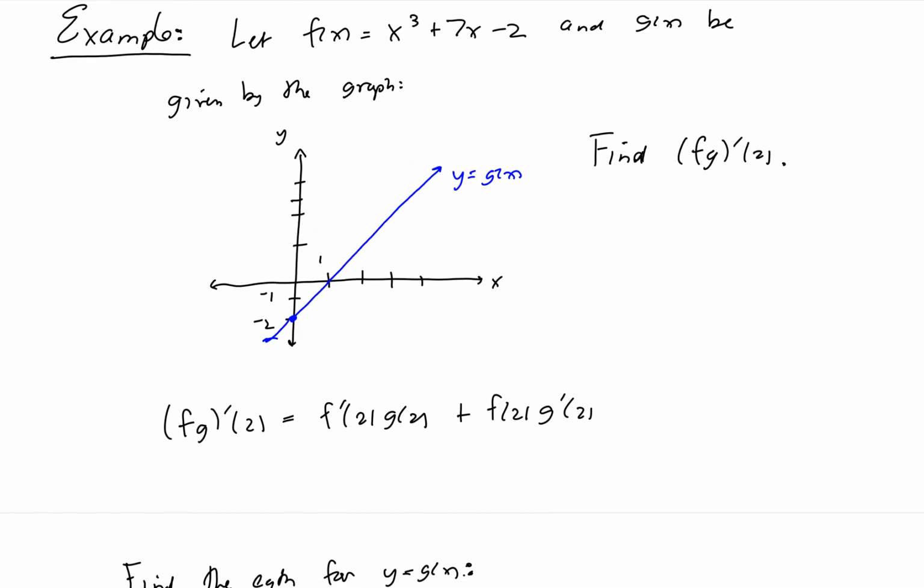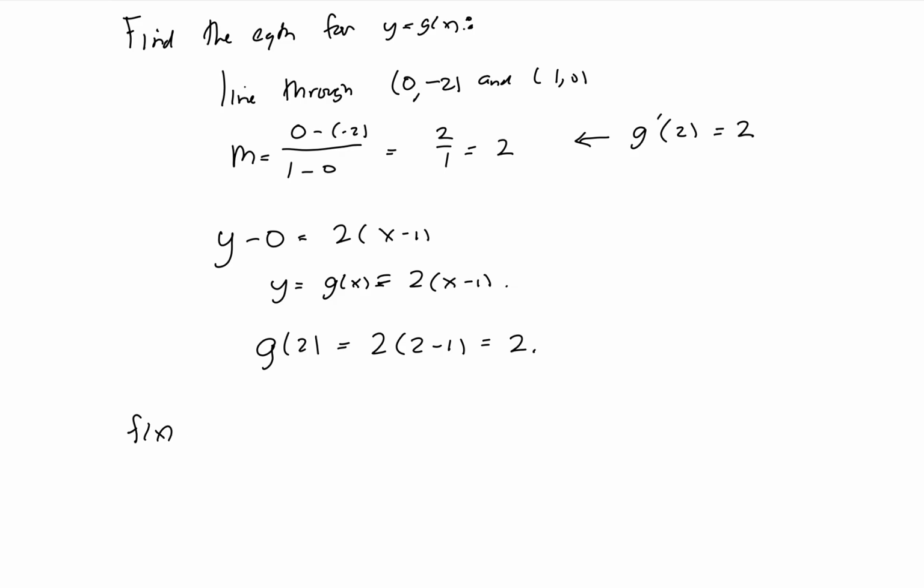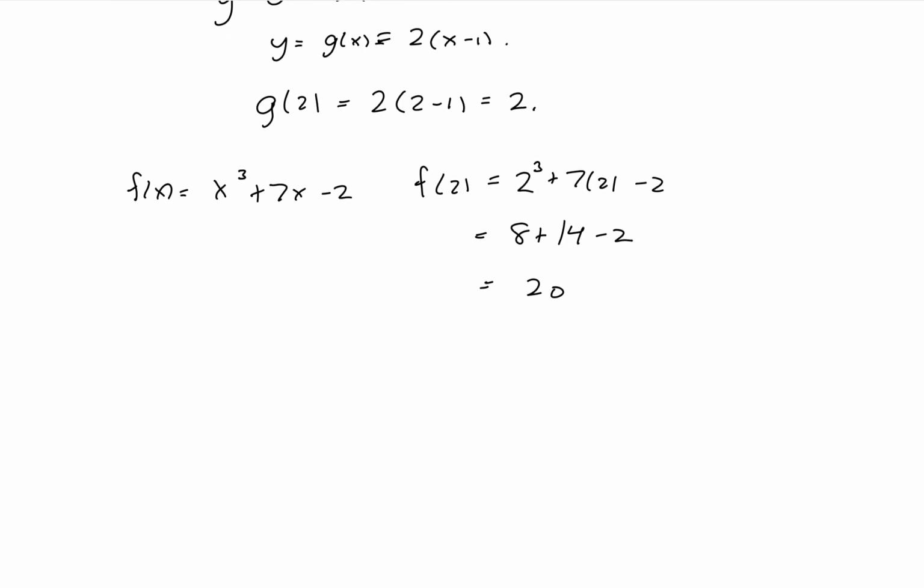And then for my f up here, maybe let's copy it down here again so we have it in front of us. So this is x cubed plus 7x minus 2. So f of 2 is going to be 2 cubed plus 7 times 2 minus 2. So this is 8 plus 14 minus 2. So this is 20. And f prime of x is 3x squared plus 7. So f prime of 2 is going to be 3 times 4 plus 7. So this is 19.